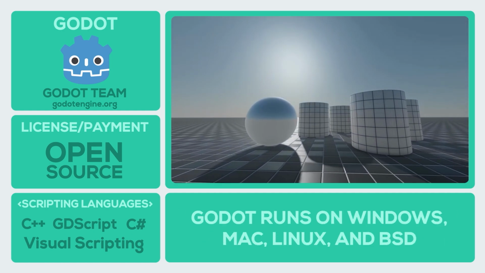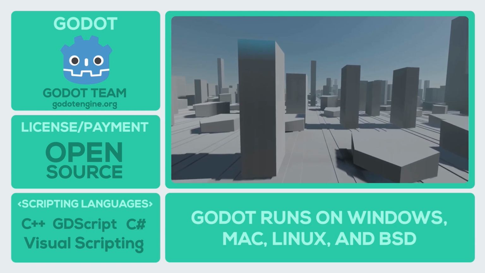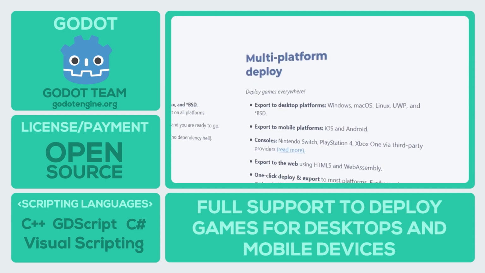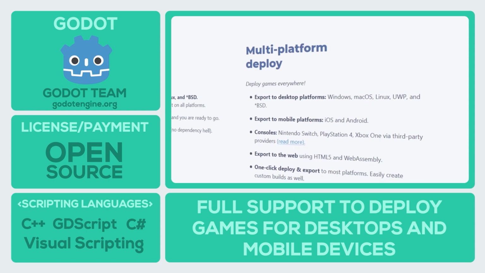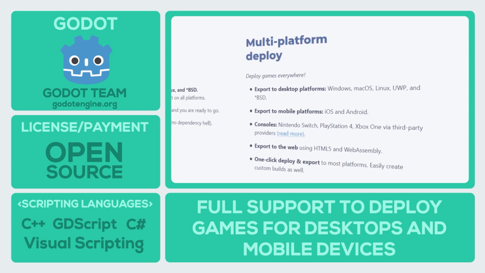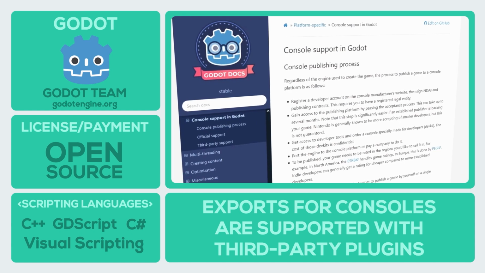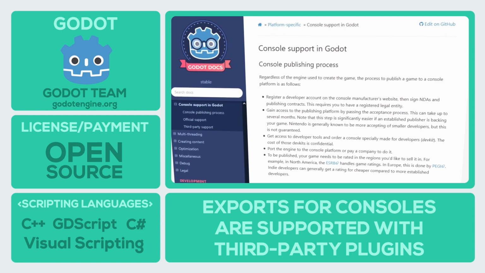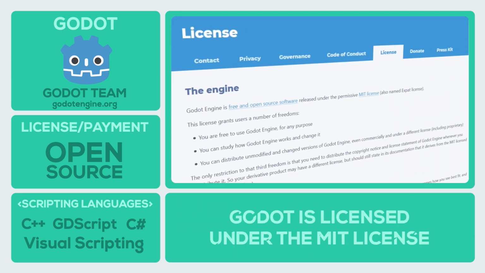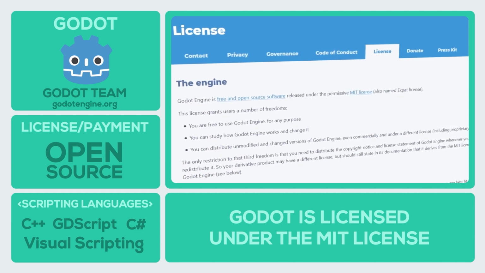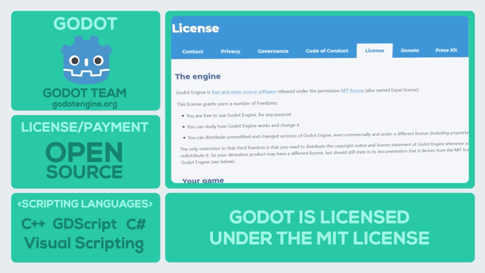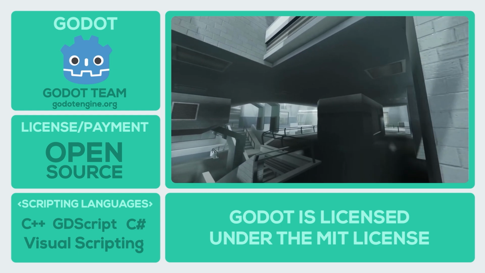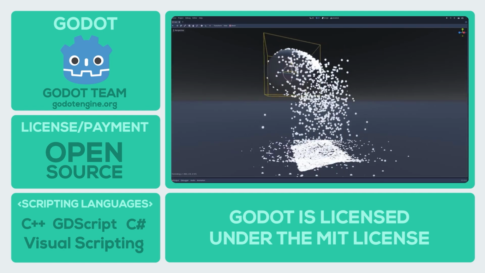Godot runs on Windows, Mac, Linux, and even an OS called BSD. Furthermore, it can deploy games to Windows, Mac, Linux, BSD, Universal Windows Platform, Android, iOS, HTML5, WebAssembly, and while it doesn't officially support consoles, members of the community have already found ways to export games for PS4, Xbox One, and Nintendo Switch. Godot is free to download, free to use open source software published under the MIT license. There are no subscriptions, fees, cuts, or royalties in using and modifying the engine or publishing games developed with it.